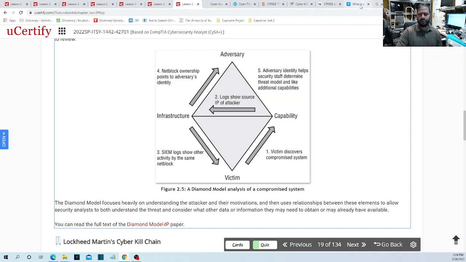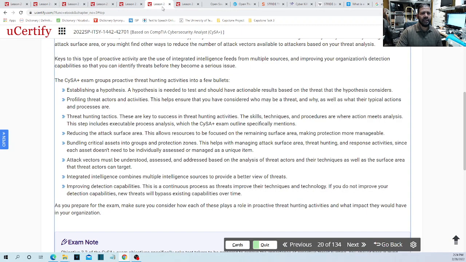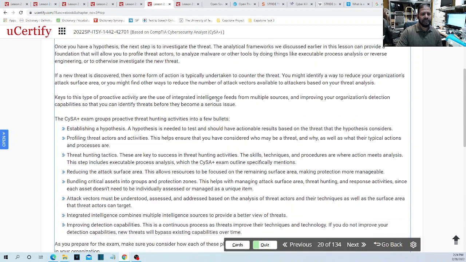For example, let me show you what is a net block. To give you an example, this is an IP range: 190.255.0.0. Beginning from there, 190.255.255.255. So here, 0.0 to 255.255. So this is the range, that means 0, 1, 2, 3, 4, 5, 6 in this part, up to 255. This whole block is called a net block. Okay, so you will know what that net block is.